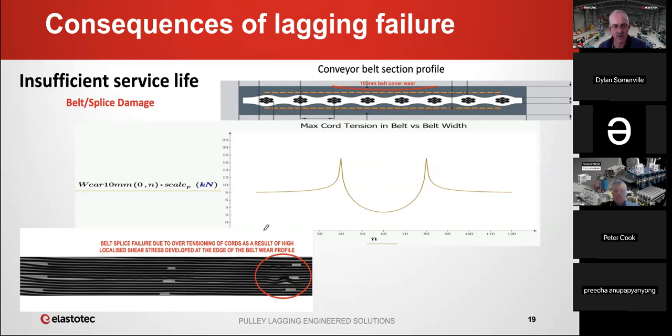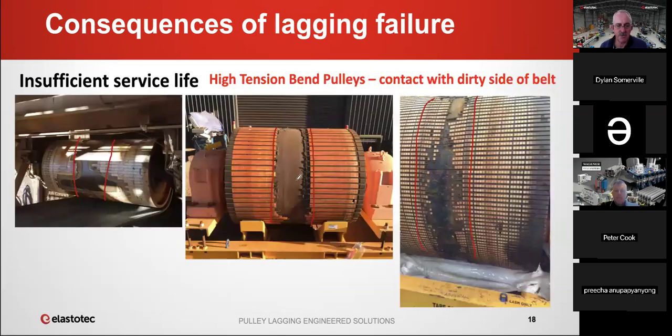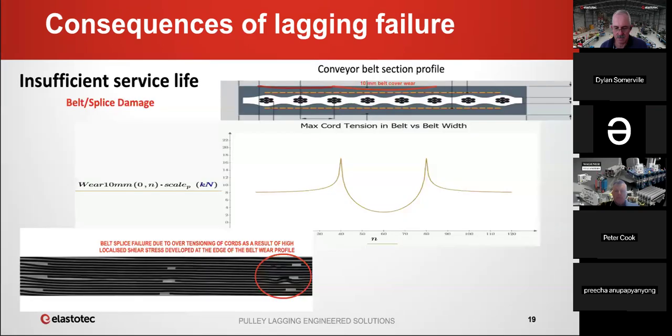This little graph across the bottom, the horizontal axis is the face width of the pulley. The vertical axis is the shear force between the belt and the lagging. Out here where the thickness of the belt is uniform, you can see that the shear force is quite uniform. But then when you get to the edge of the wear profile, there's a peak in the shear force, and this then drops down into the center.